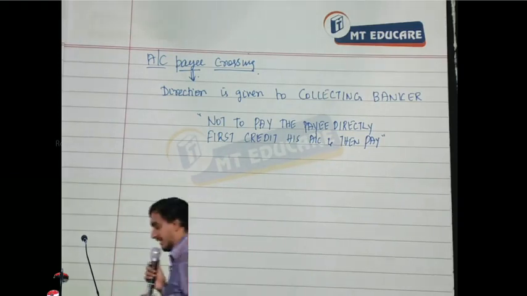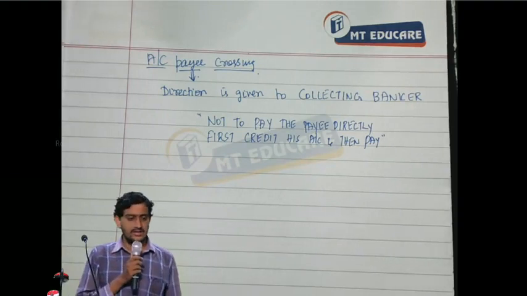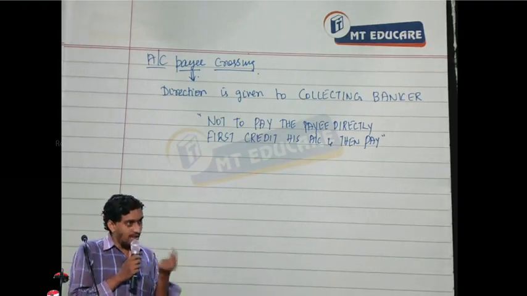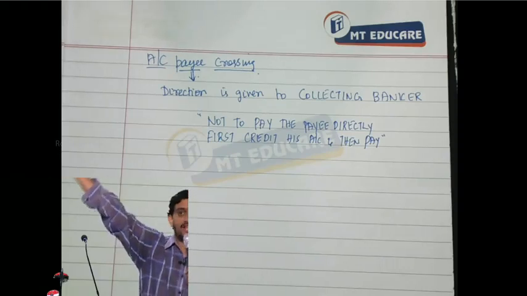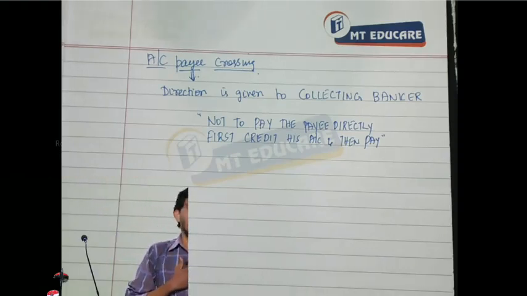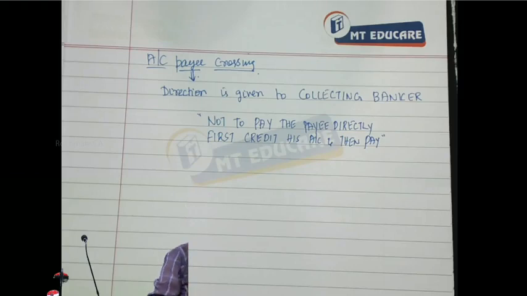Because if I make a crossing, what should happen? I should go and deposit it in my bank account, and my banker will send it for collection. When Somen Narayanan's name is written and I deposit it in my bank account, my banker will not collect, because I have an account only in the name of Magesh.